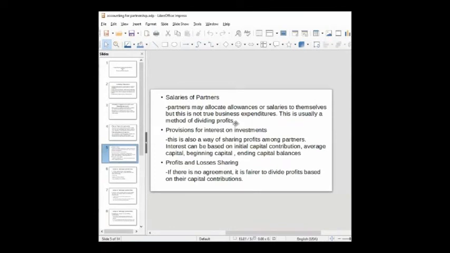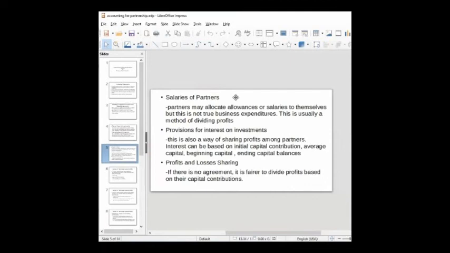Salaries of partners. Partners may allocate allowances or salaries to themselves. But take note, this is not a true business expenditure. This is usually a method of dividing profits. So don't be confused: the salaries of partners are not part of the expenses of the partnership. These salaries are taken up at the time of distribution of the profit of the partnership.